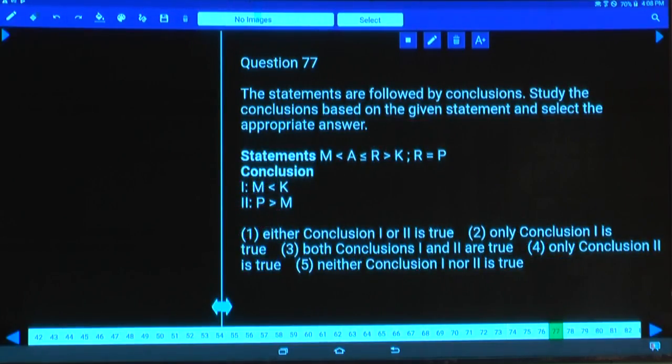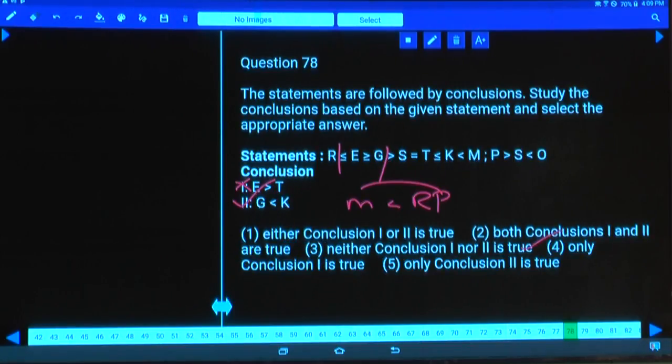Now in this question number 77, the relation between M and K, lesser than, greater than, 2 opposite symbols. And coming to the next one, P and M. Now P and M, M and R, M lesser than R equals to P. That means M lesser than P, P greater than M. Only 2 follows, only 2, that is given in choice 4.